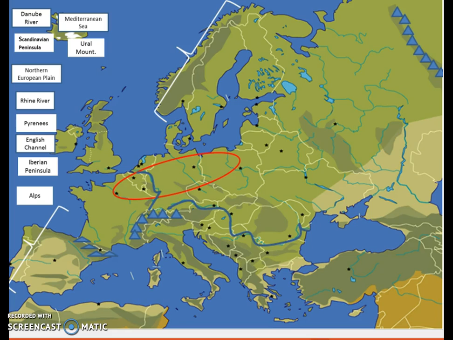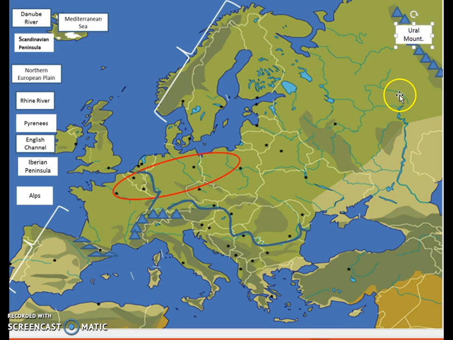Okay. The first location I want you to find is the Ural Mountains, and these are the 10 physical features you will have to know. Find the Ural Mountains. Remember, mountains are in the shape of triangles on the map. The Ural Mountains are located right over here.